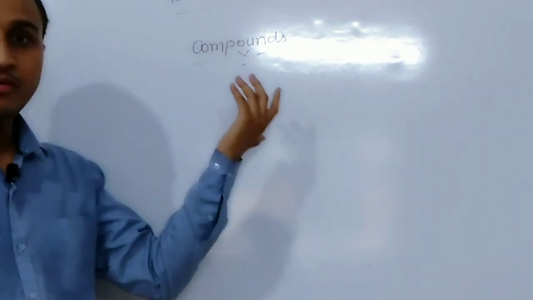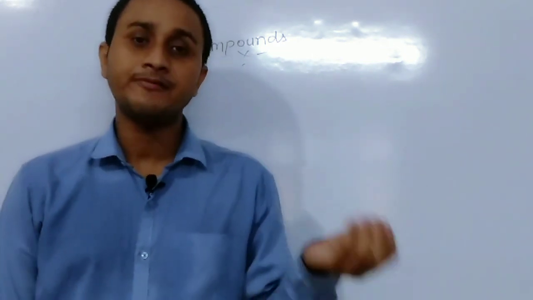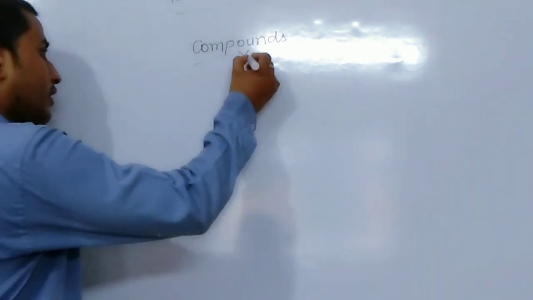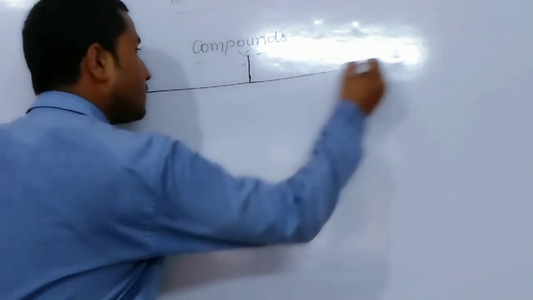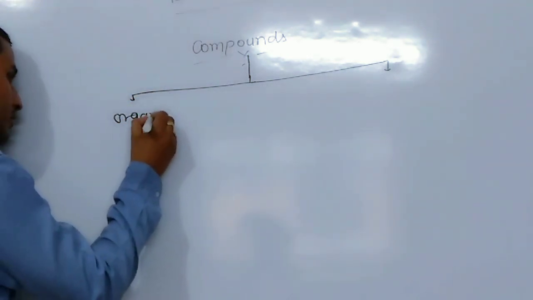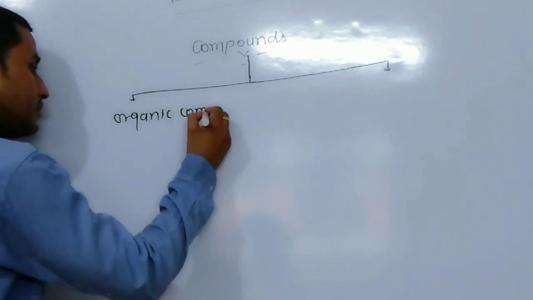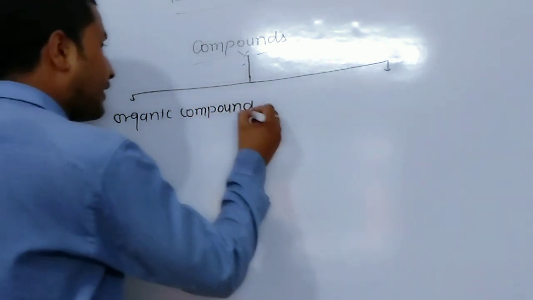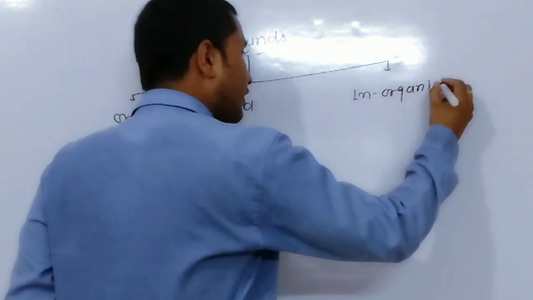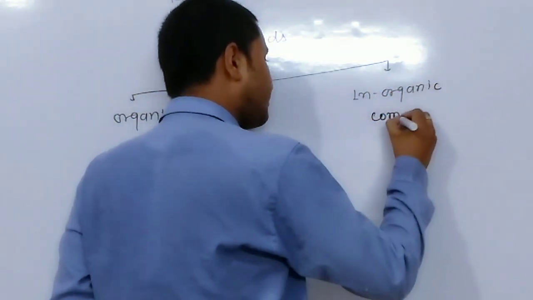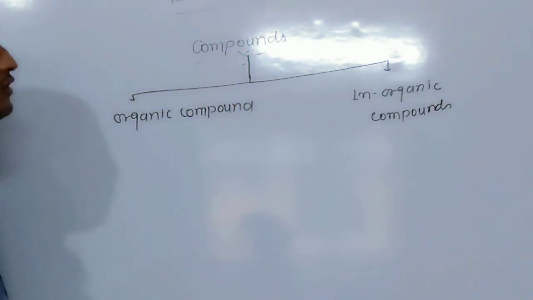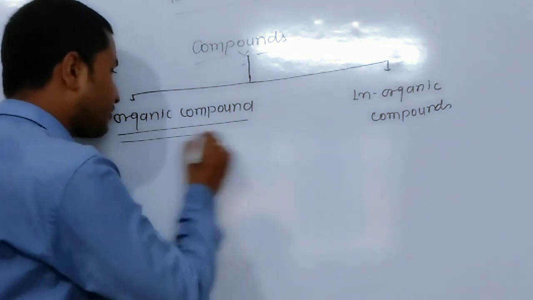So, as you know, what is a compound? A compound is formed by a combination of two or more elements in fixed ratio. See, a compound is further classified into two categories. Is it okay? First is organic compound and second is inorganic compound. Is it okay? So we will study first organic compound.